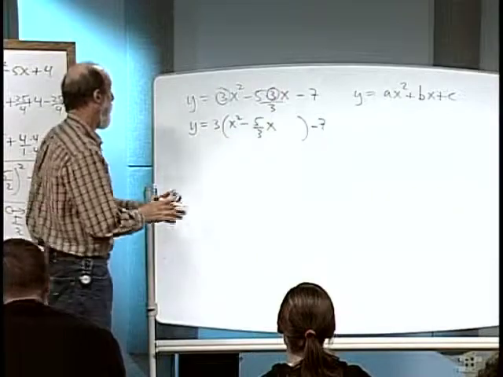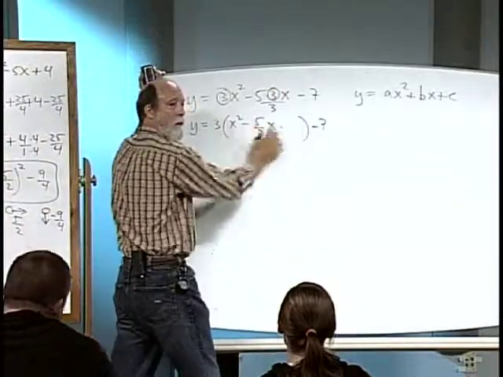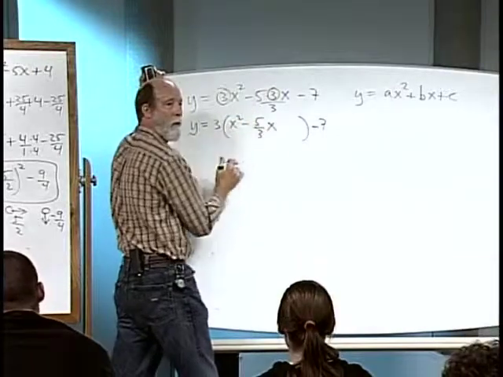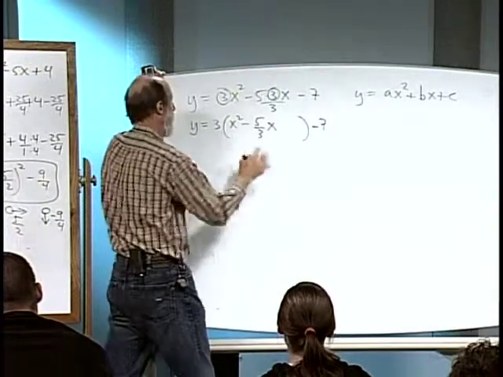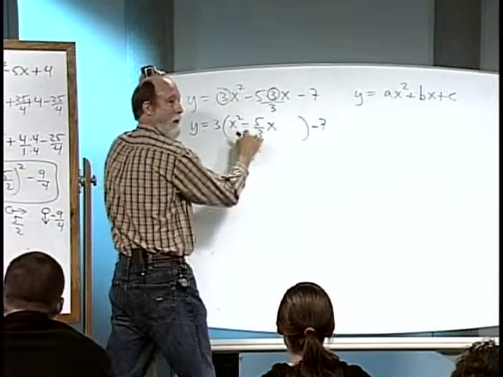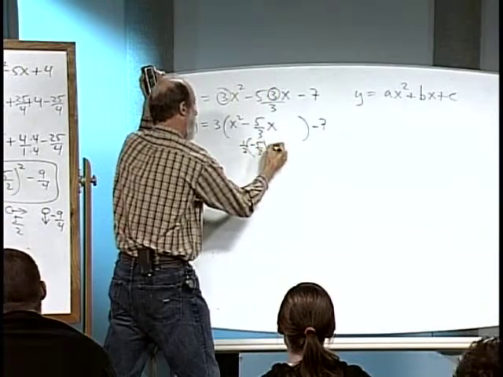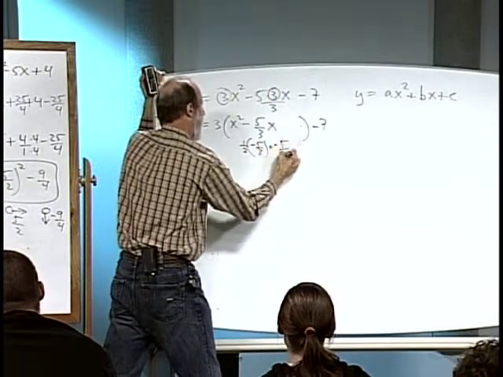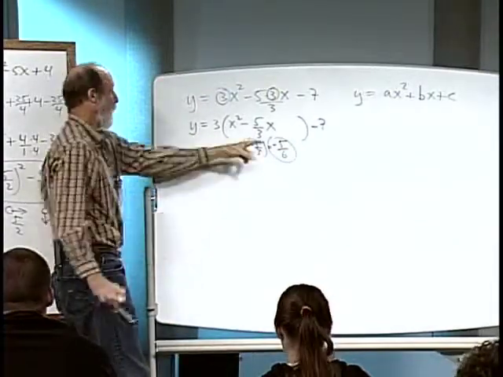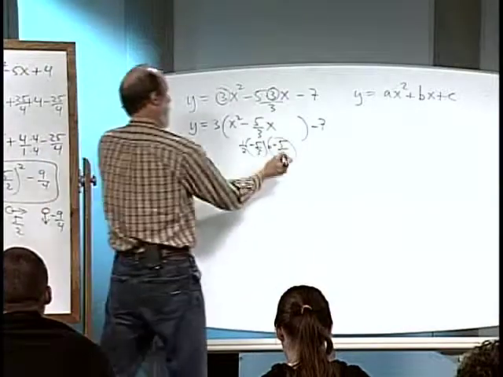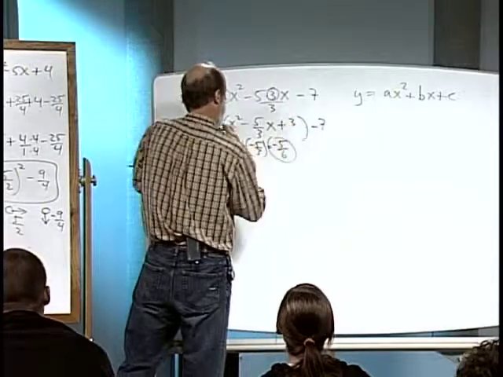Okay. Now, we want to complete the square on this thing. So what do we do? Yeah, so don't we take half of this thing? Half of negative 5/3 is negative 5/6 that I suggest you write down right there, right? Square it. 25/36, right? Tuck it in here. 25/36.